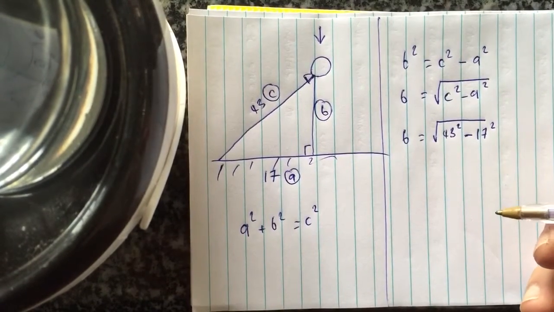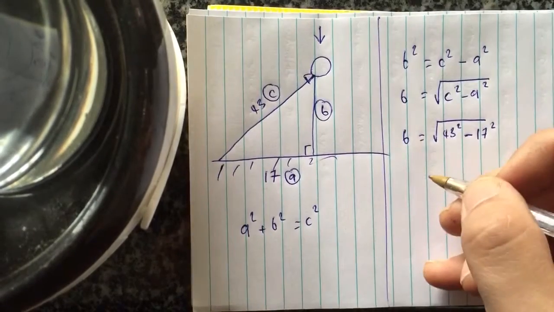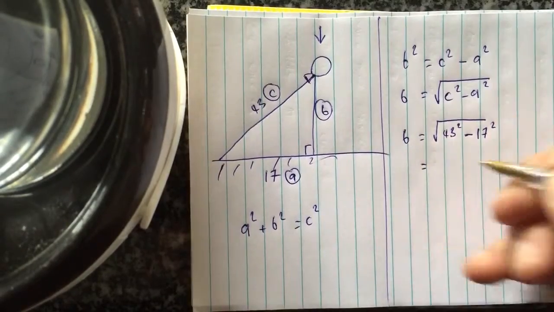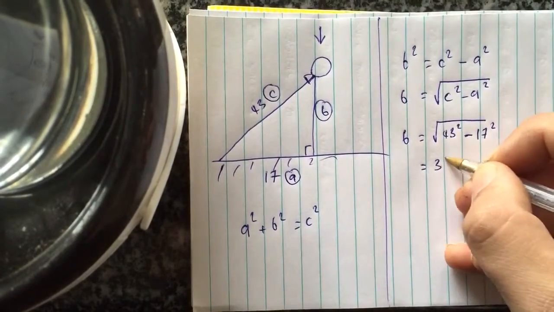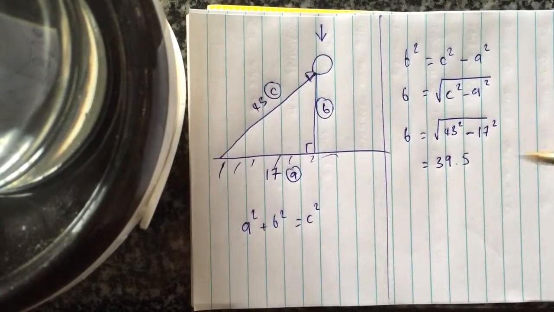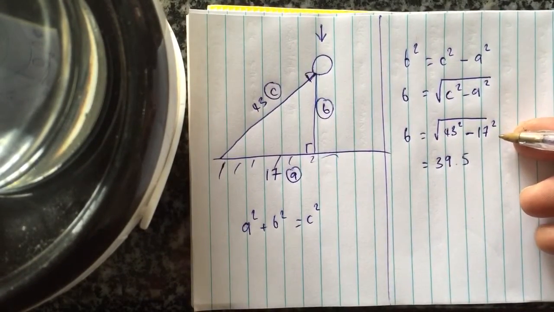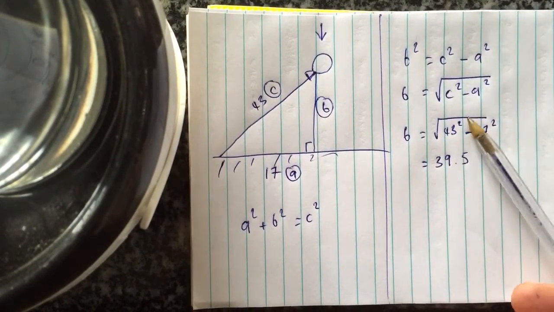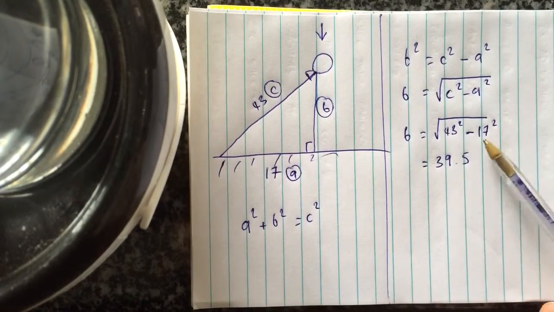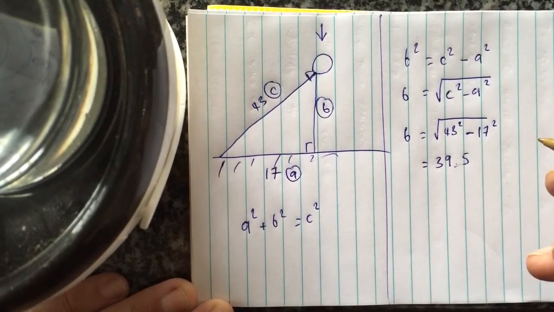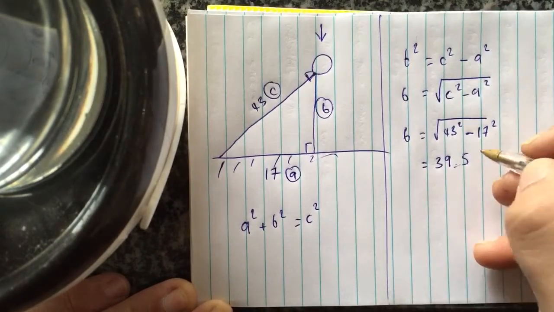Now I did it earlier, so I've got the numbers. You can just plug this into a calculator, but the answer of that is 39.5. So if you do that equation in a scientific calculator, or use the scientific calculator on Windows, you'll be able to do that. You do 43 squared, take away 17 squared, and then you square root the answer of that, gets you 39.5. And that's 39.5 feet.